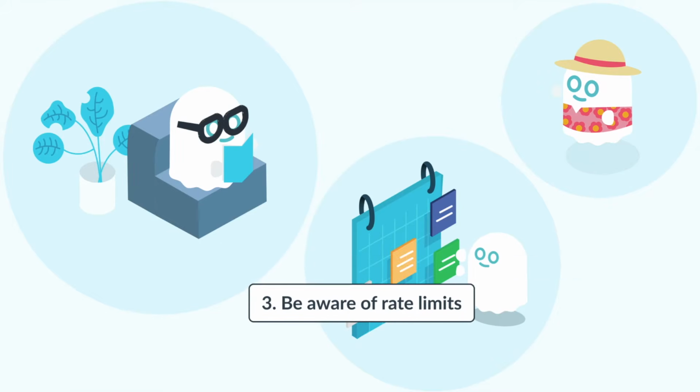Thirdly, be aware of rate limits. Social networks put a limit on the number of actions you can make per day in order to detect automation, so try not to exceed them. Let's introduce you briefly to what those look like for different sites.